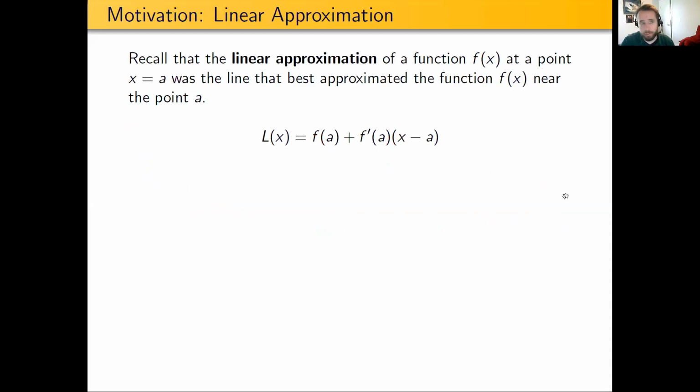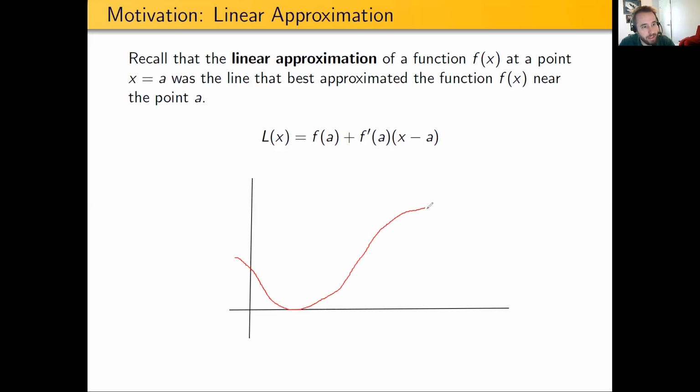Okay, so first of all, for motivation, let's remember what the linear approximation of a function was. The linear approximation was always defined for a given function f of x around a point x equals a, right? And it was defined as the line that best approximated the function f of x near the point a. And as a drawing example, let's say we have a function, this is f of x, and let's say that maybe this point right here is our point a.